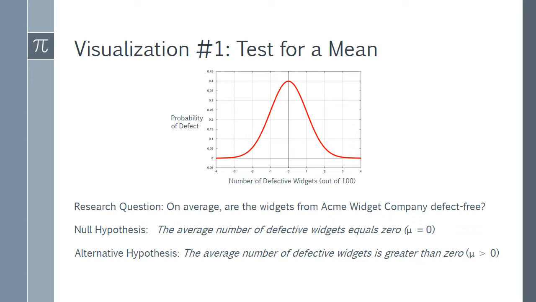So here, to set up our null and alternative hypothesis testing, the null hypothesis is that the average number of defective widgets equals 0. The population equals 0. The alternative hypothesis would be the average number of defective widgets is greater than 0.